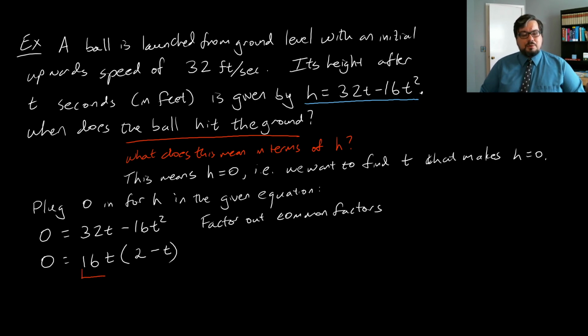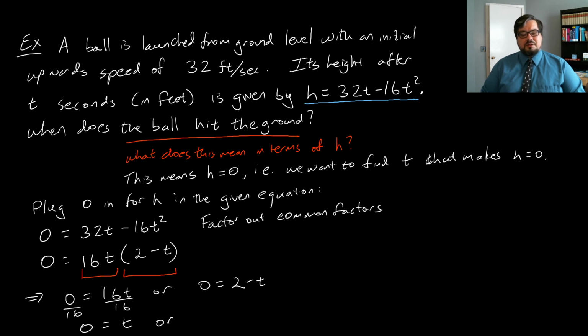So now we have an equation that says that 0 is equal to the product of 16t and 2 minus t. And so that means that 0 equals 16t, or 0 equals 2 minus t. And we can solve each one of these individually. We can divide by 16 to get 0 equals t on the one hand, or we can add t to both sides on this equation to get t equals 2.